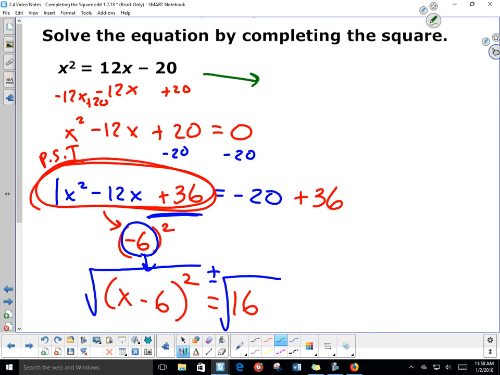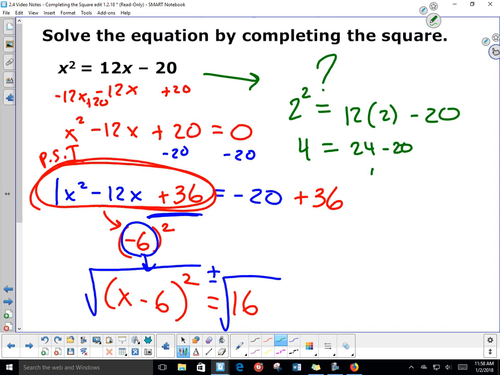Let's just try one of those. If I plug in 2, I get 2 squared. Is that equal to 12 times 2 minus 20? That's 4 equals 24 minus 20. Sure, 4 equals 4. So that works, and it should work if I plug in 10 also.